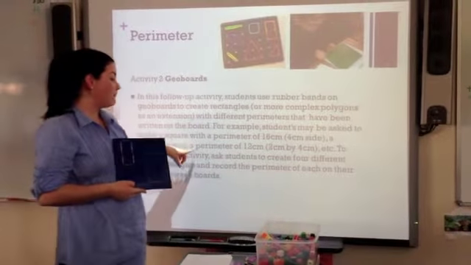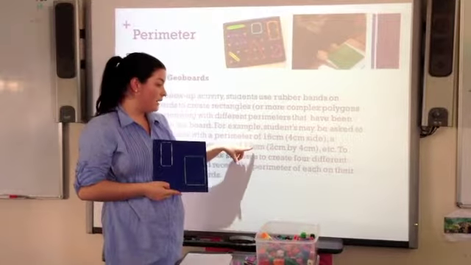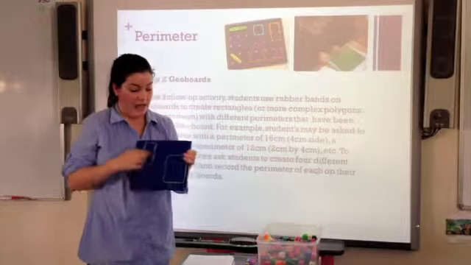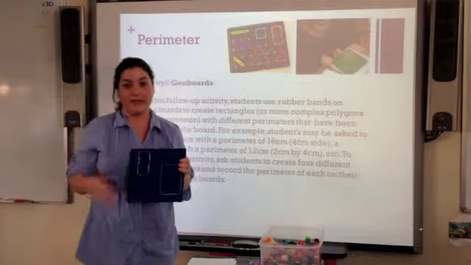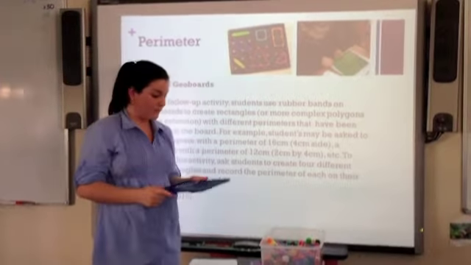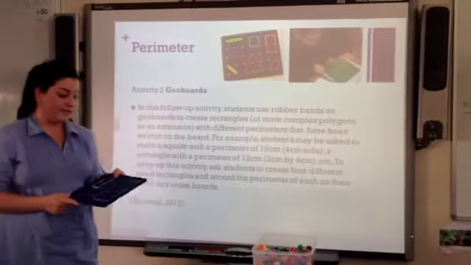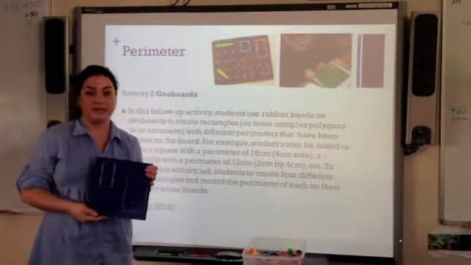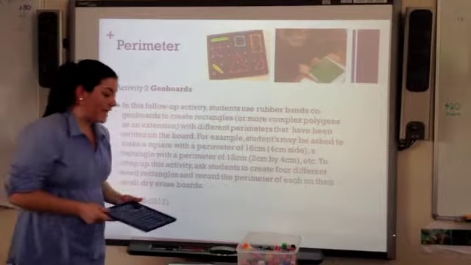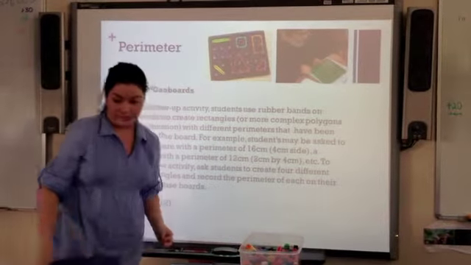and they'll also need to make a rectangle with a perimeter of 12 centimetres, which is 2 by 4. They'll need to create these on their geoboard and then write them in their books with the measurement. You can also do extension activities for this and have students make irregular shapes, not just rectangles, and calculate the perimeter there as well.